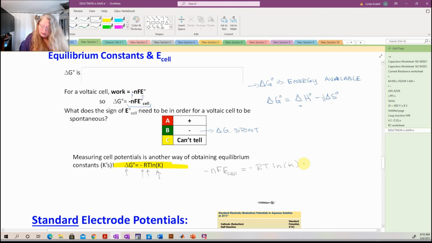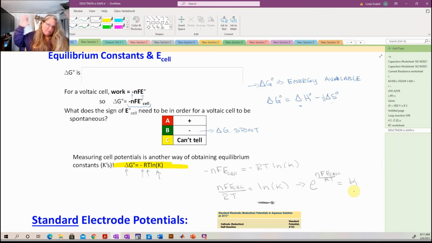Cool. And then negatives cancel, and so nF E cell divided by RT is going to equal ln K. And then how do I make a natural log go away? I exponentiate both sides, so I end up with e to the nF E cell divided by RT will give me my K. Boom. So with that now, we have our equilibrium constants that we can use to apply to however we want.